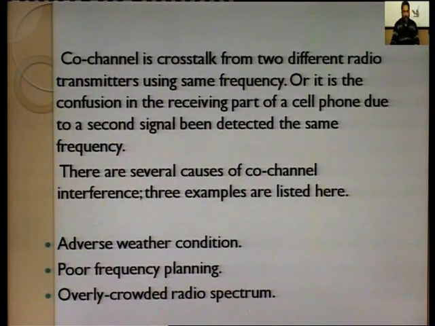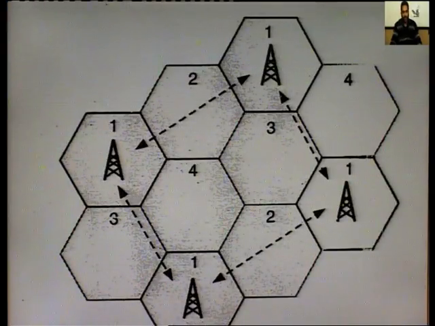Next is an overly crowded radio spectrum. This is the third major cause, and it is related to the population density of the area. In a dense area the co-channel interference is more than in a less dense area. Spectrum means a group of frequencies, so where more frequencies from the spectrum are used, this also causes co-channel interference. So, this is co-channel interference.